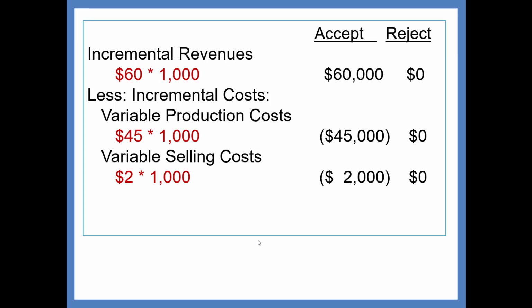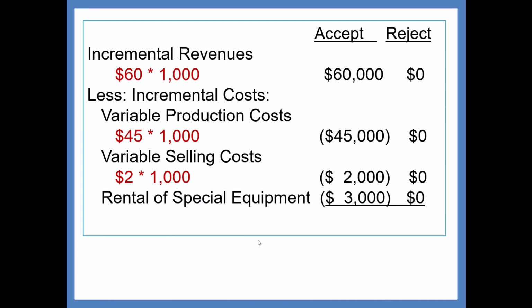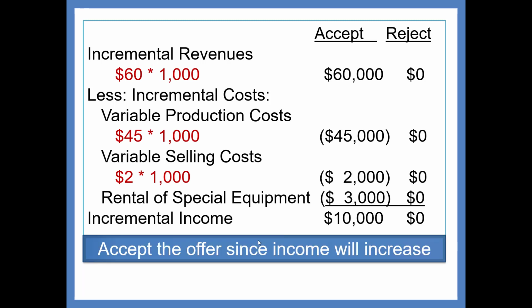on the extra units. Now for the fixed costs, the only additional fixed cost we're going to have is the rental of this special equipment. Because remember, the original $250,000 of fixed overhead will be incurred under either alternative. The bottom line is if we accept the order, we'll have extra income of $10,000, and if we reject the order, we'll have extra income of $0. So based on incremental analysis, we will accept the offer since income will increase.